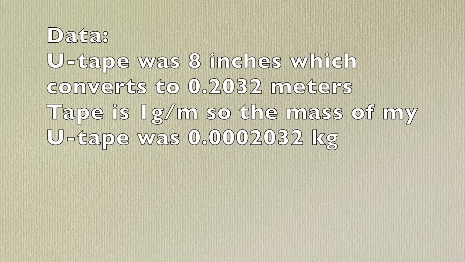For the data, my U-tape was 8 inches long, which converts to 0.2032 meters. The tape had a density of 1 gram per meter, so the mass of my U-tape was exactly 0.0002032 kilograms.